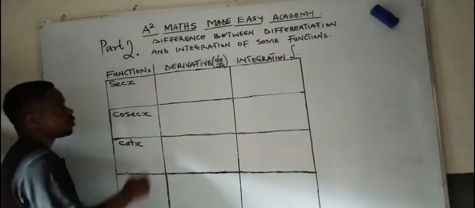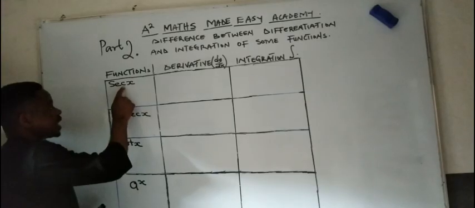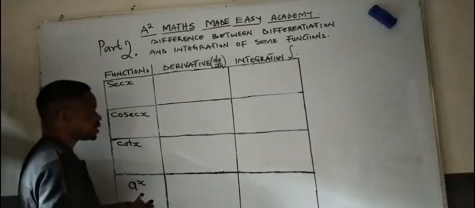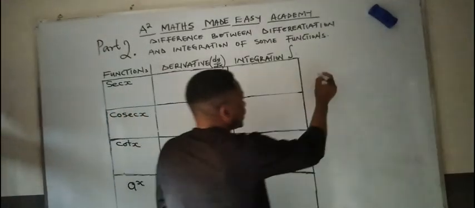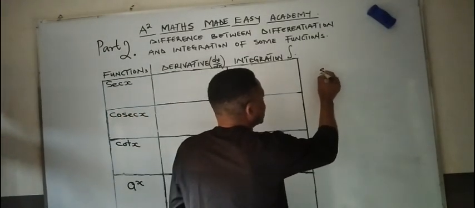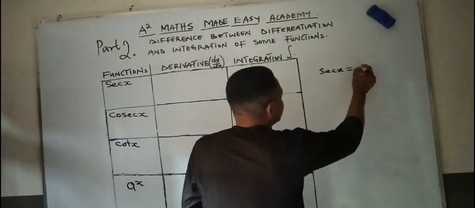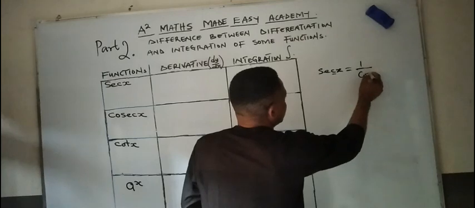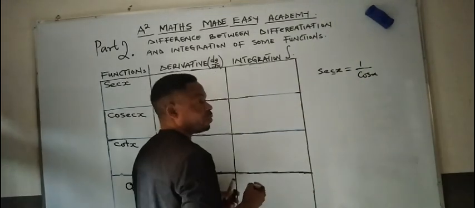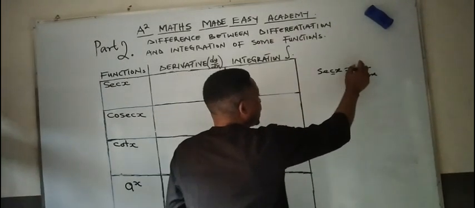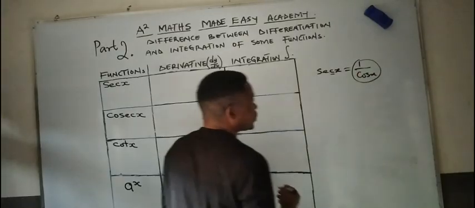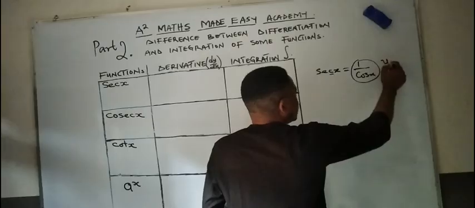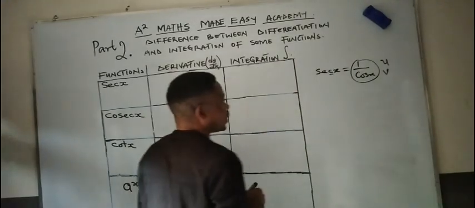The first one we are meant to consider is sec x. If you are being asked to differentiate sec x, I want you to understand this. Sec x by law is the same thing as 1 over cos x, according to trigonometry. Invariably, what we are going to use is differentiation by quotient rule. You call the numerator u, call the denominator v. Are you with me?